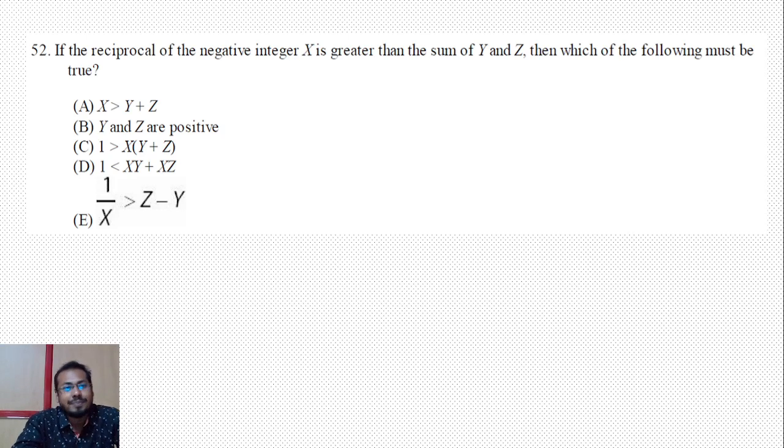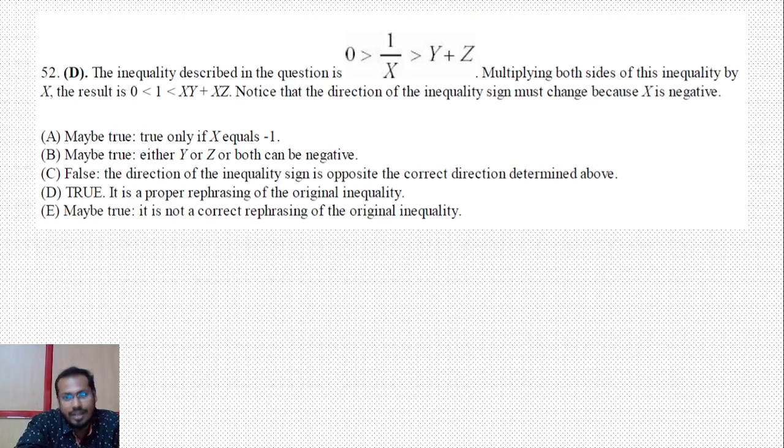So first question: if the reciprocal of a negative integer x is greater than the sum of y and z, then which of the following must be true? So here the word is "must be". Whenever you have this "must be" concept, we have to use some strategies to get the answer. Before I explain this, I want to show you the exact answer which is given all over the net, in your questions everywhere. So this is the answer key.